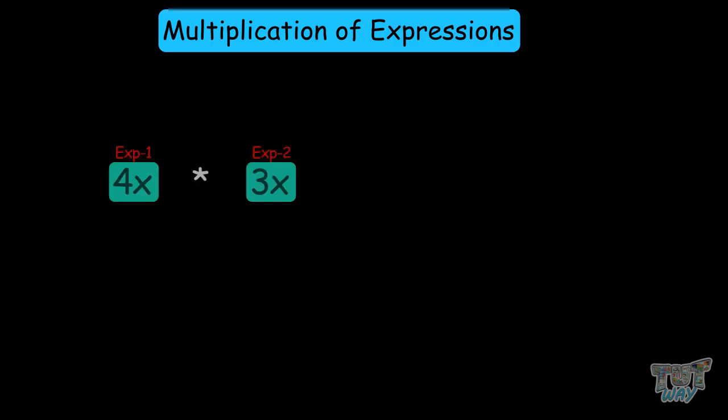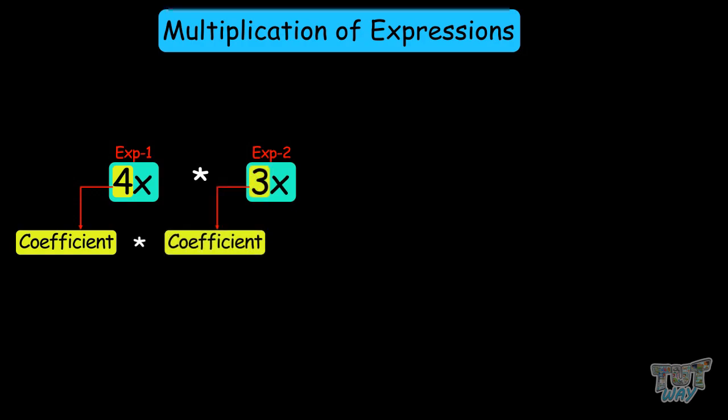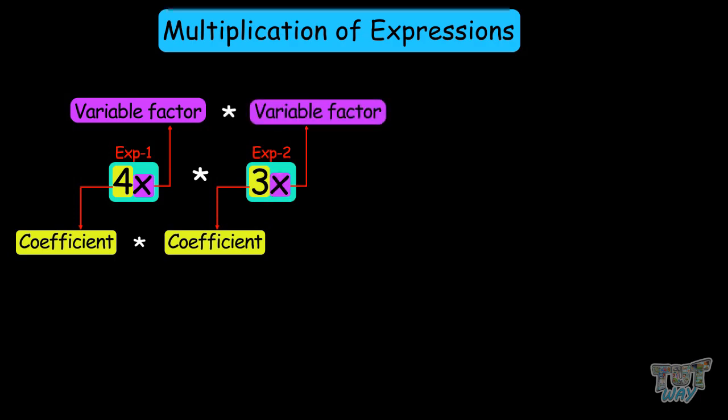Now here we have two expressions, and we have to multiply them. It is 4x times 3x. Now how do we do this? You will be multiplying the coefficient of the first term with the second term, and the variable factor of the first with the second.